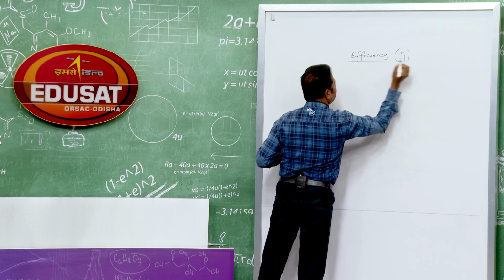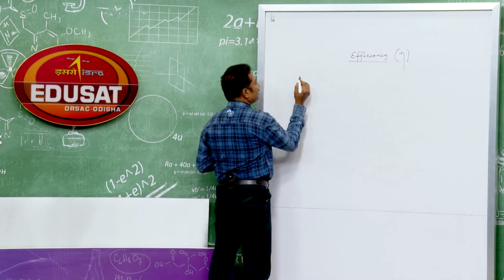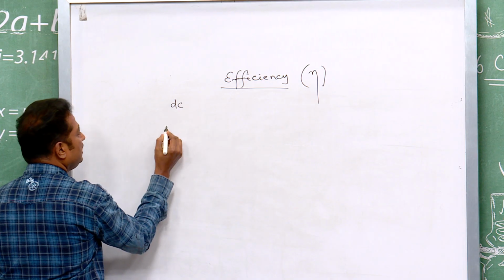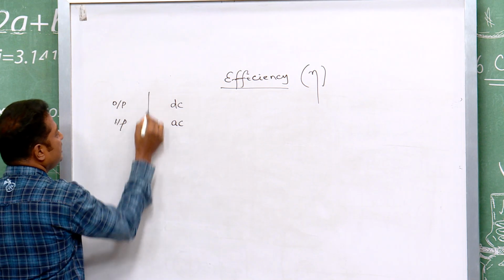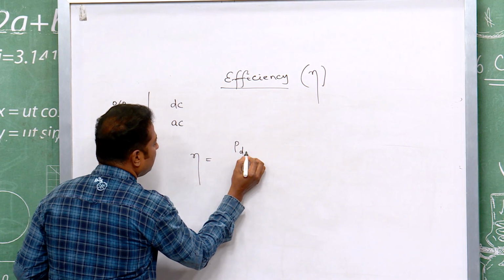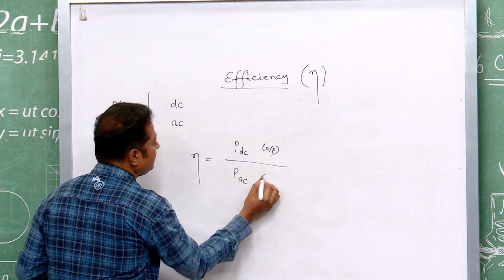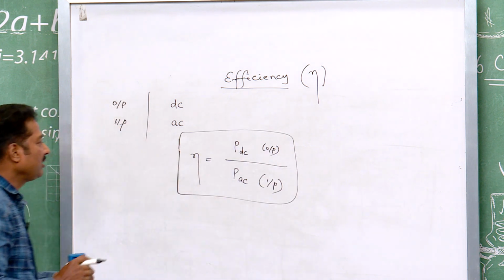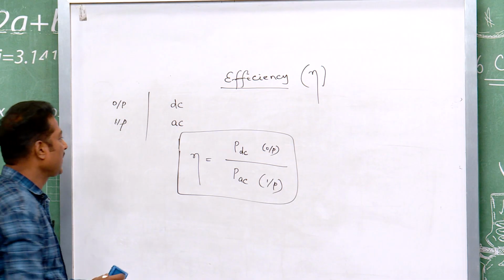It is symbol eta. So, efficiency of rectifier. Now, efficiency means the output is DC, the input is AC. So, the efficiency is defined as the power DC in the output divided by power AC in the input. This is your efficiency. So, now we should calculate what is power DC and what is power AC, then divide, then calculate the efficiency.